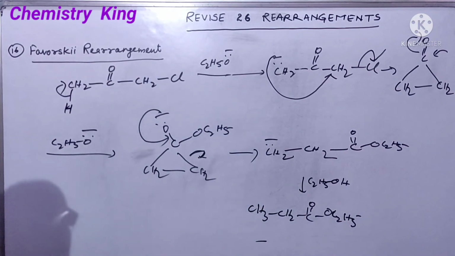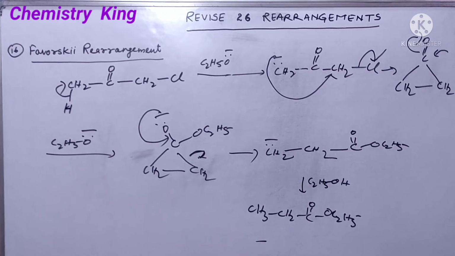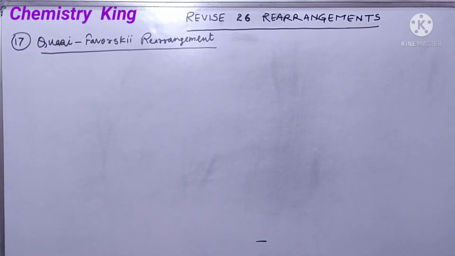It is ester. It means in Favorskii rearrangement, when alpha halo ketone is heated with sodium methoxide and ethyl alcohol, we will get ester. Friends, number 17, it is quasi-Favorskii rearrangement.